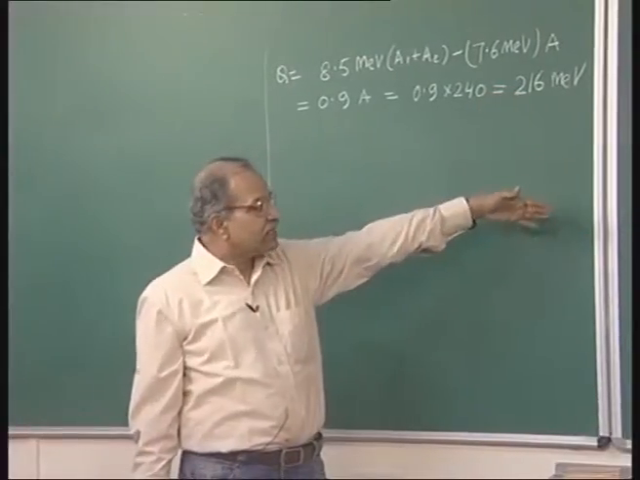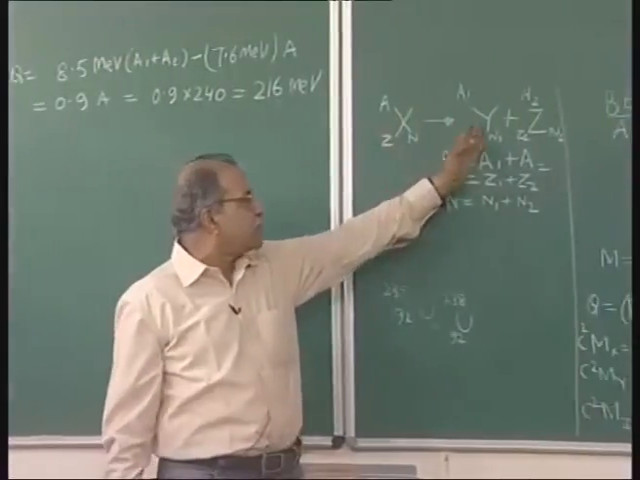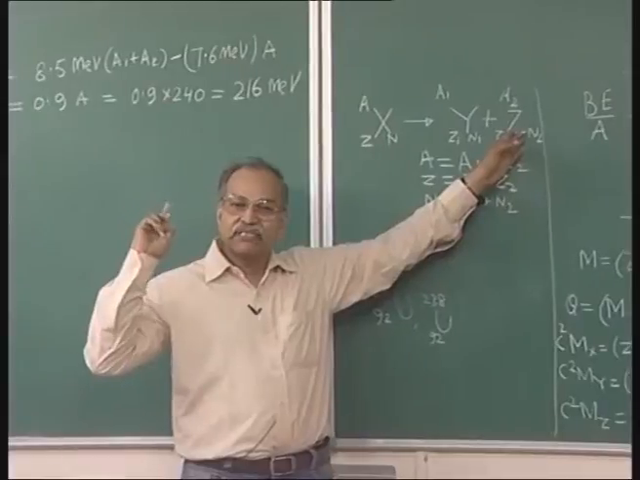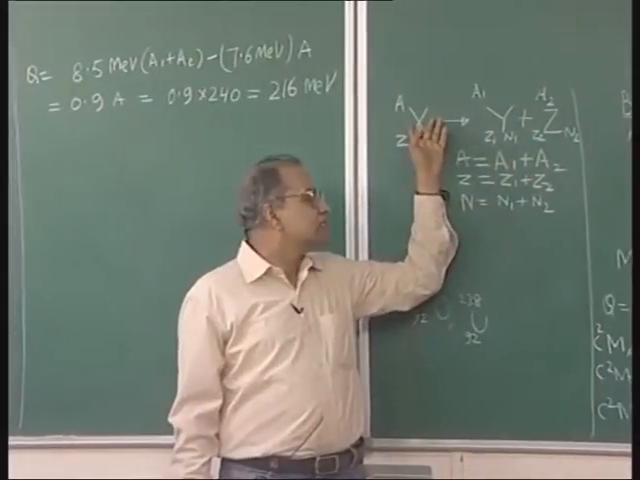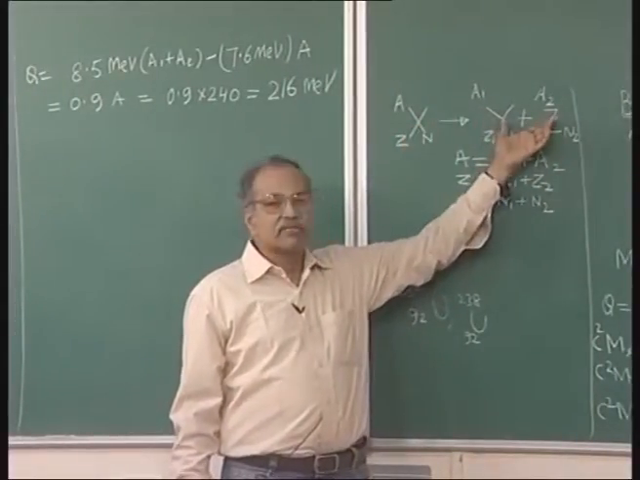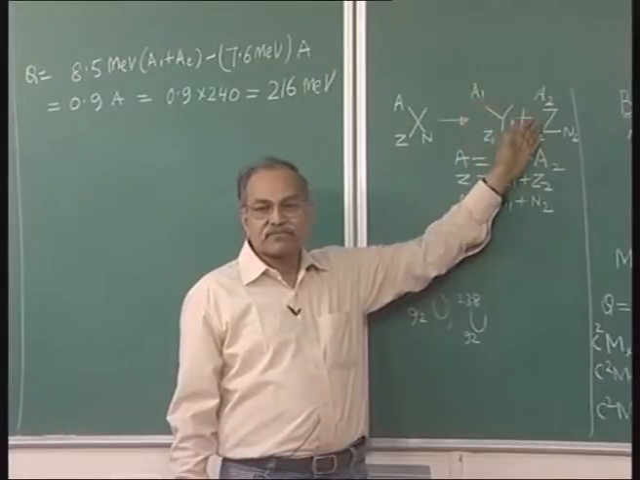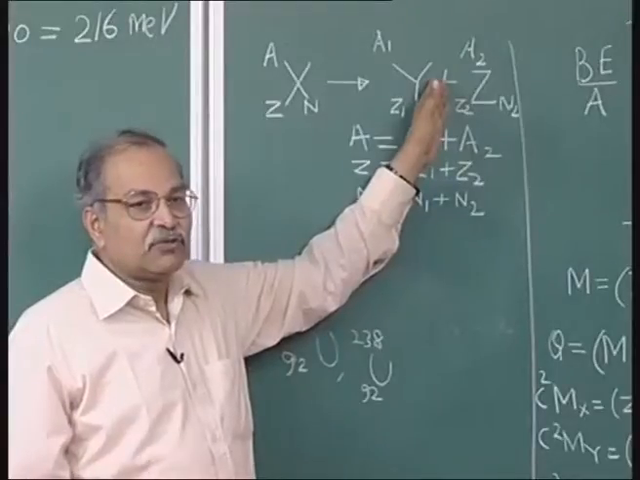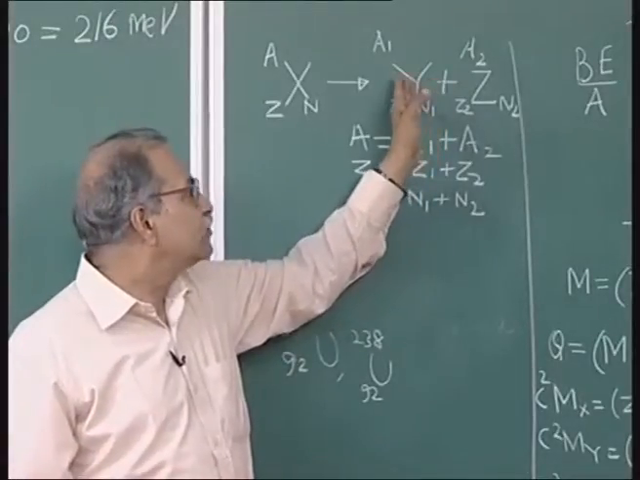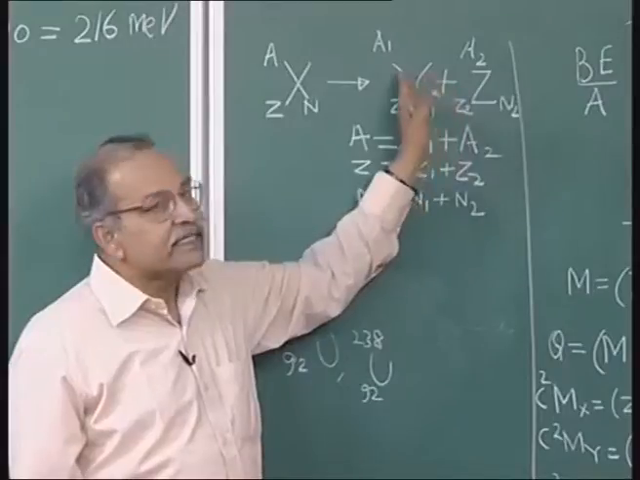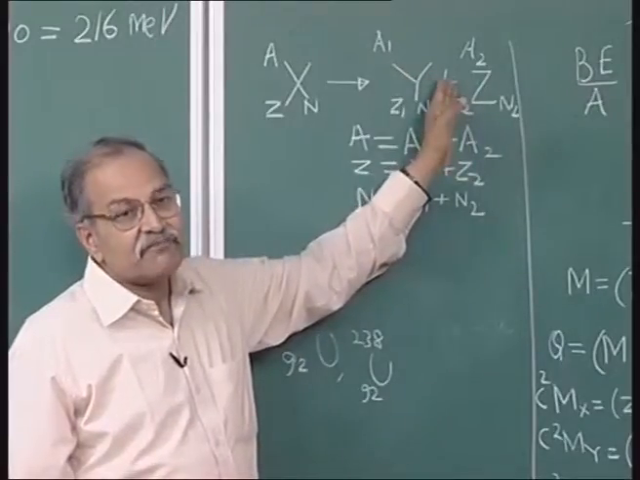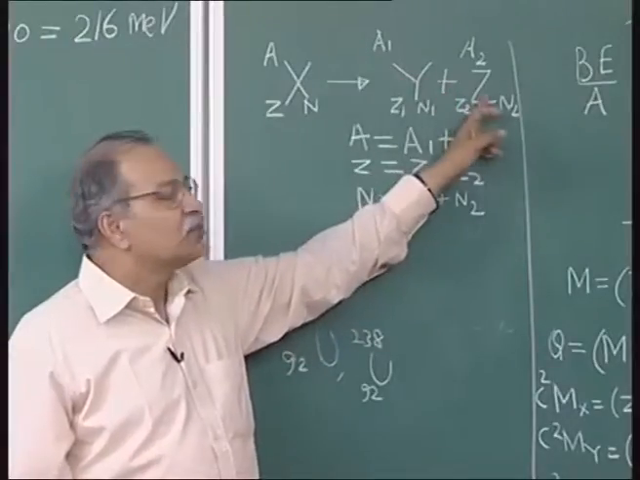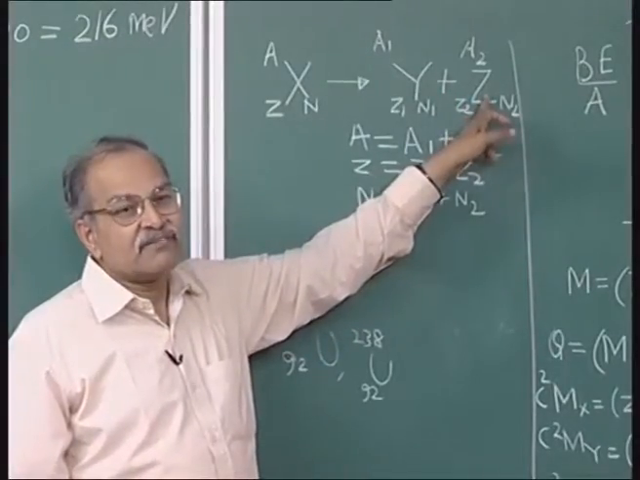So, if this reaction does take place, if this X goes into Y plus Z, where is this 216 MeV gone? The rest mass energy here is more, and it has decreased in this reaction. So, the rest mass energy is less here. The remaining 216 MeV, where will it go? Primarily, it will go into the kinetic energies of these so called fission fragments. This reaction is a fission reaction, and these two product nuclei are called fission fragments.